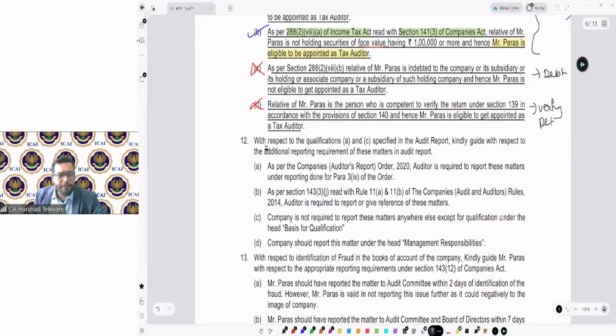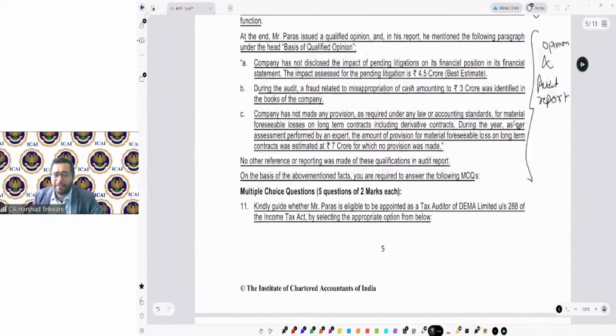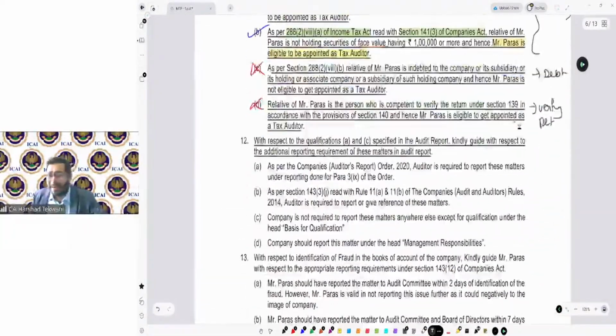With respect to the qualifications A and C specified in the audit report, kindly guide with respect to the additional reporting requirement of these matters in the audit report. Now again, this is something with respect to the audit report. I have marked an audit report paragraph. Okay. Now let me read the question.